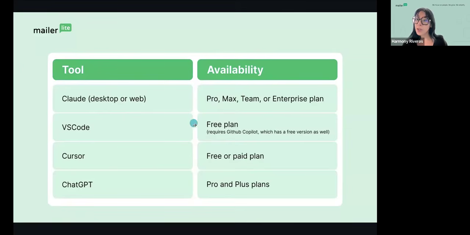VS Code, possible on the free plan for VS Code. Again, free plan for MailerLite can use these too, but I'm talking about a free plan for VS Code. Cursor can be used with the free or paid plan, the Cursor paid plan. And the same thing, if you have ChatGPT Pro or Plus, it works with MCP. The ChatGPT free plan does not connect. Pro and Plus does. And again, I'm talking about paid plans with the AI, not with MailerLite.